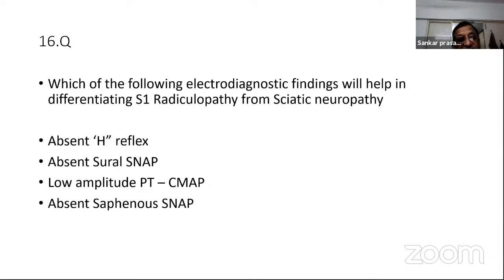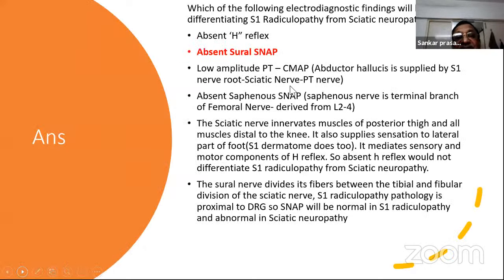Low amplitude PT CMAP, absent SNAP, agreed. The sciatic nerve innervates muscles of the posterior thigh and all the muscles distal to the knee. It also supplies sensation to the lateral parts of the foot. The S1 dermatome does too. That's the reason. S1 also mediates the sensory and motor components of the H reflex. So an absent H reflex would not differentiate S1 radiculopathy from sciatic neuropathy.